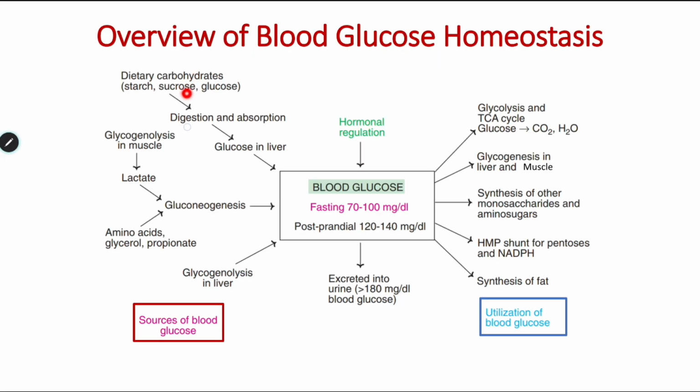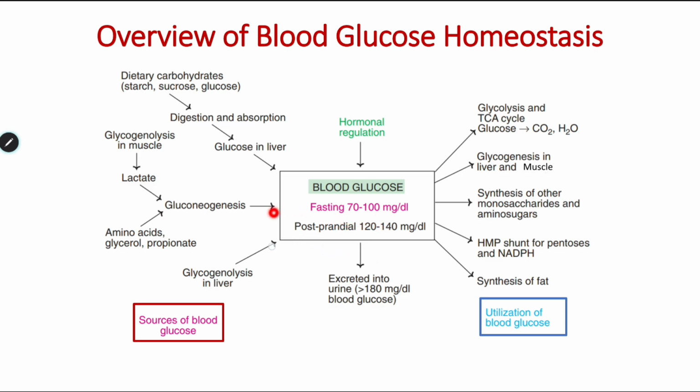Dietary carbohydrates are the main source of glucose in blood, and in a fed state, that glucose is used for glycogen synthesis in liver and skeletal muscle. It can be oxidized to give energy. It can be used for synthesis of other monosaccharides and amino sugars. It can be used for synthesis of pentoses and NADPH, and excess glucose is stored as fat. If glucose is above 180 mg per deciliter, it is excreted in urine. 180 mg per deciliter is the renal threshold for glucose.